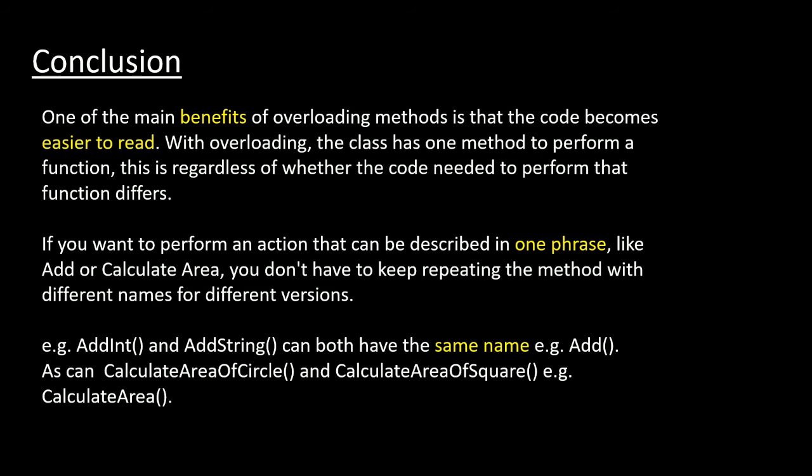The class just has one method to perform a function. This is regardless of whether the code needed to perform that function differs. For instance, if you want to perform an action that can be described in one phrase, like add or calculate area, you don't have to keep repeating the method with different names for different versions of it. For example, addInt and addString can both have the same name, as can calculate area of circle and calculate area of square.